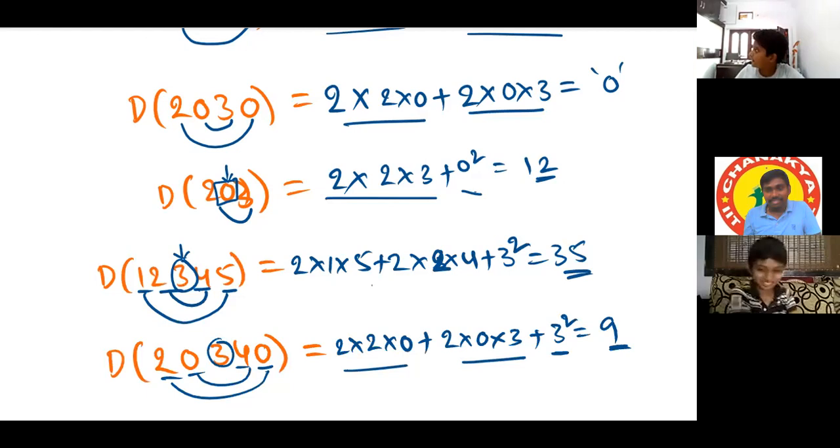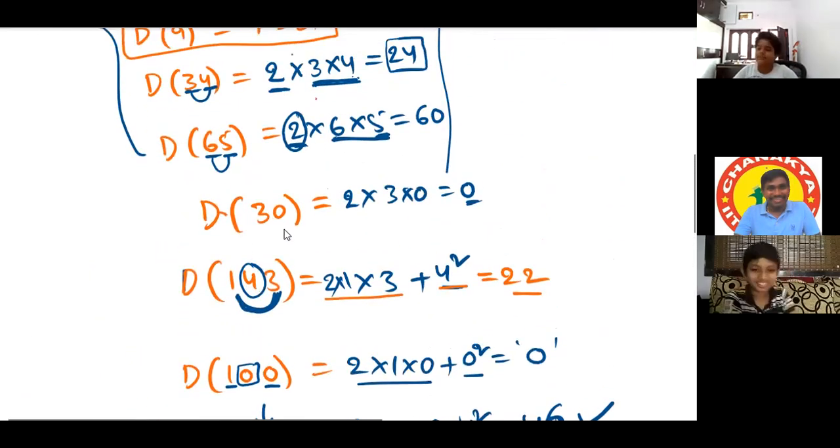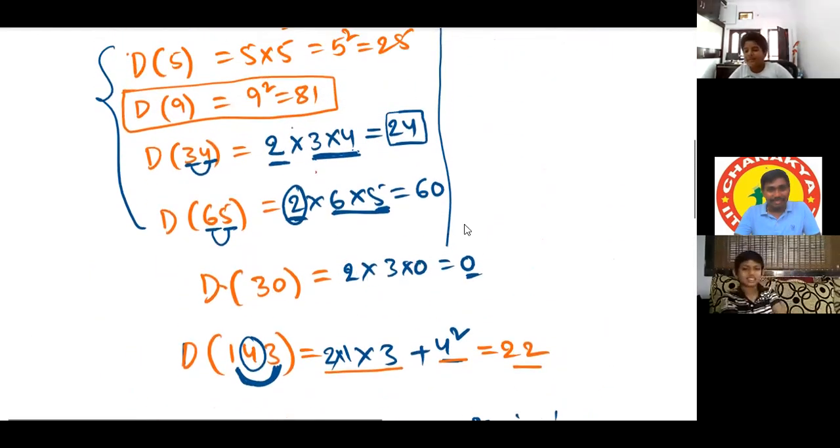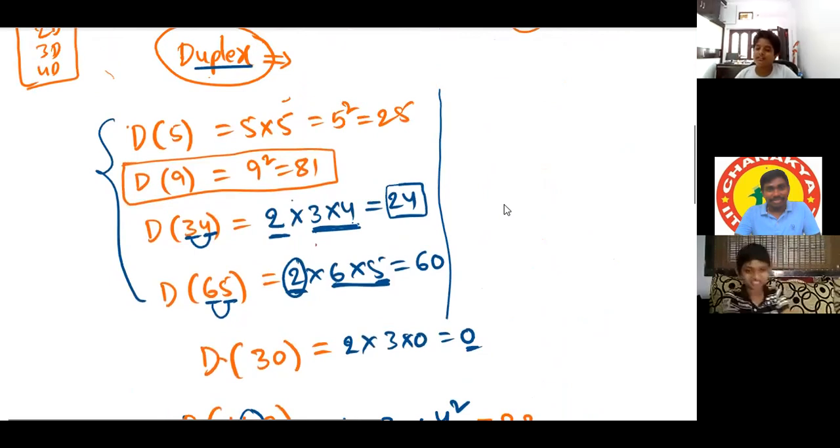This is 9. Sir, 2-digit number means? You forgot 2 digit. Let me explain all the digits. If it is a 1 digit, simply square. If it is a 2 digit, double of the product of the digits.